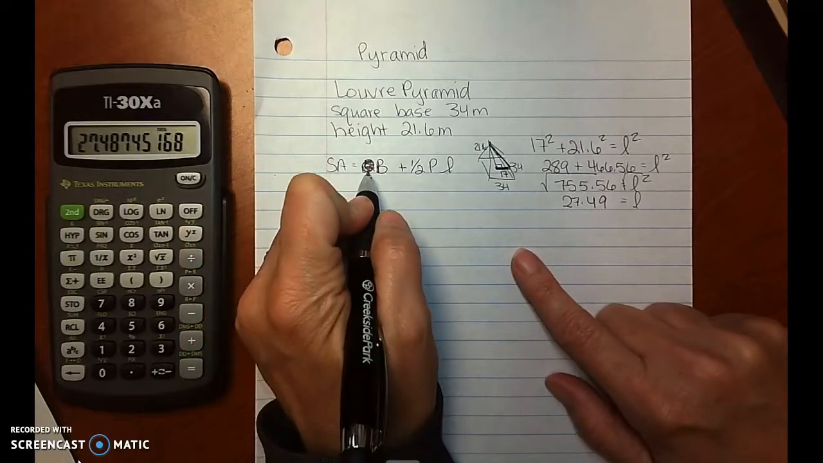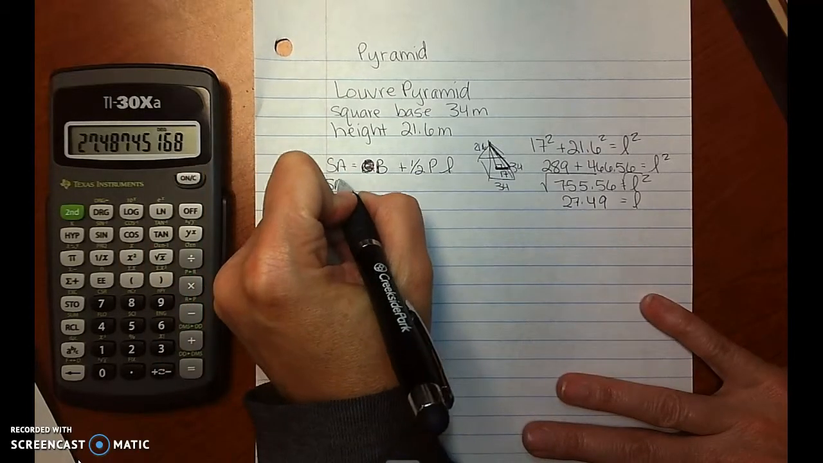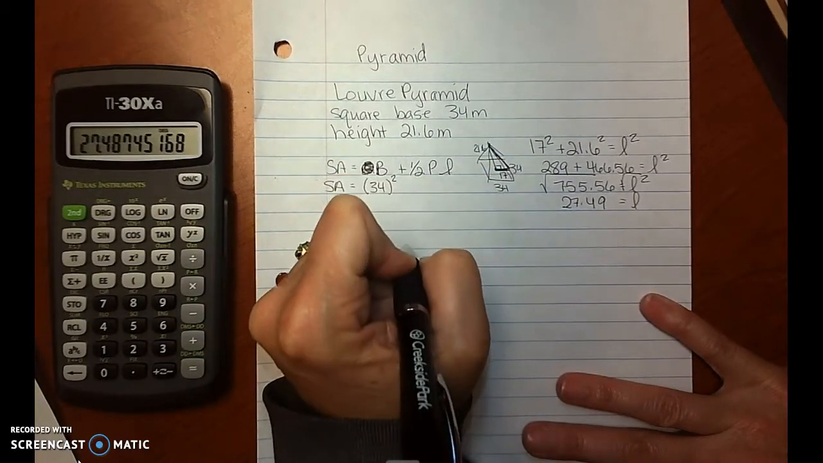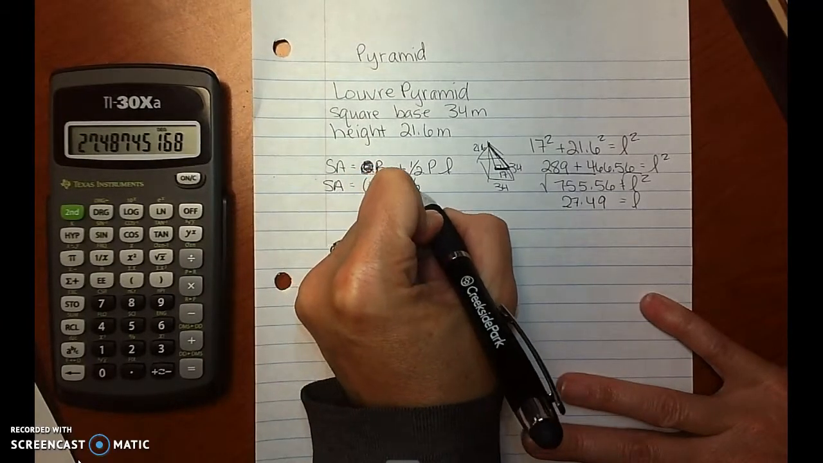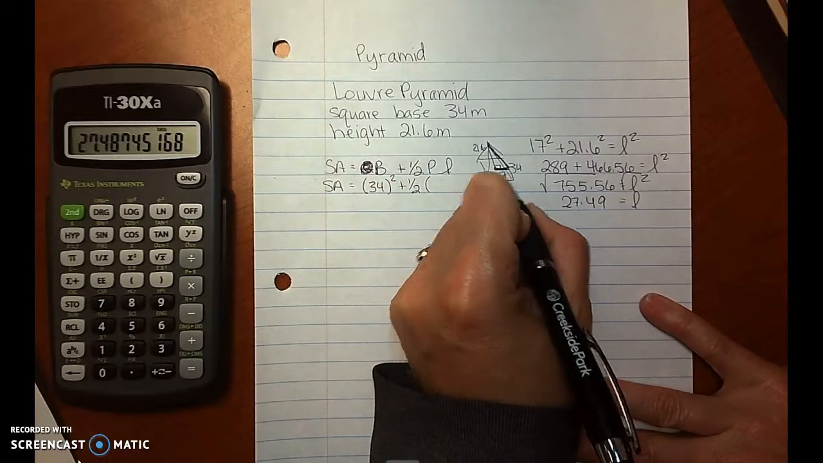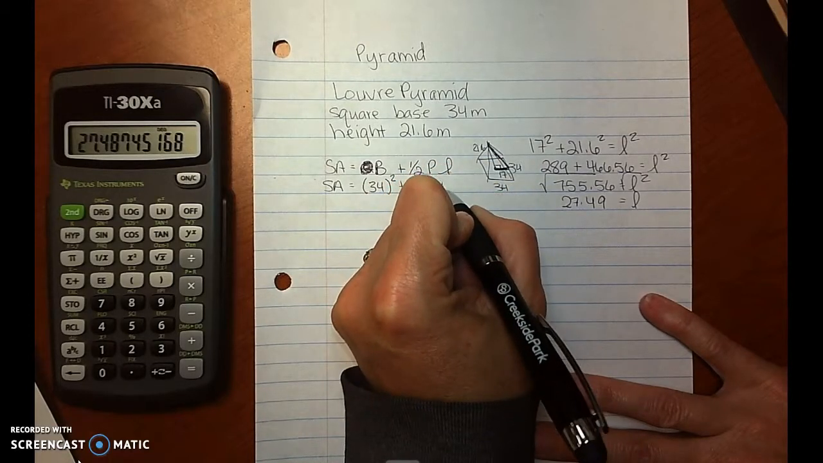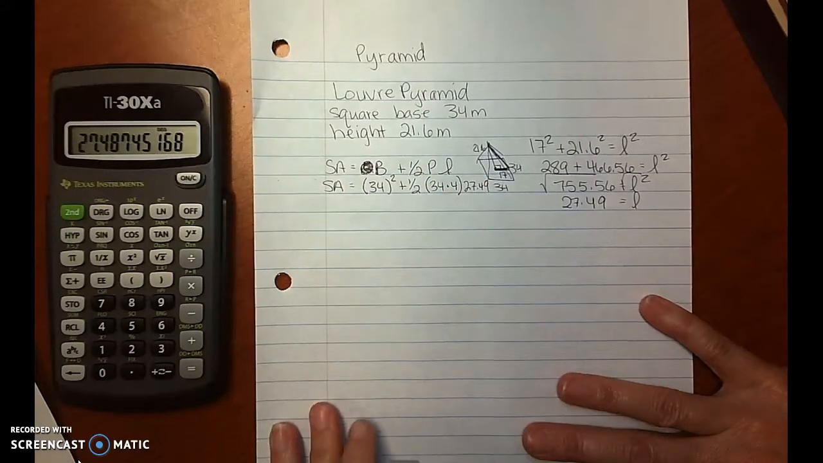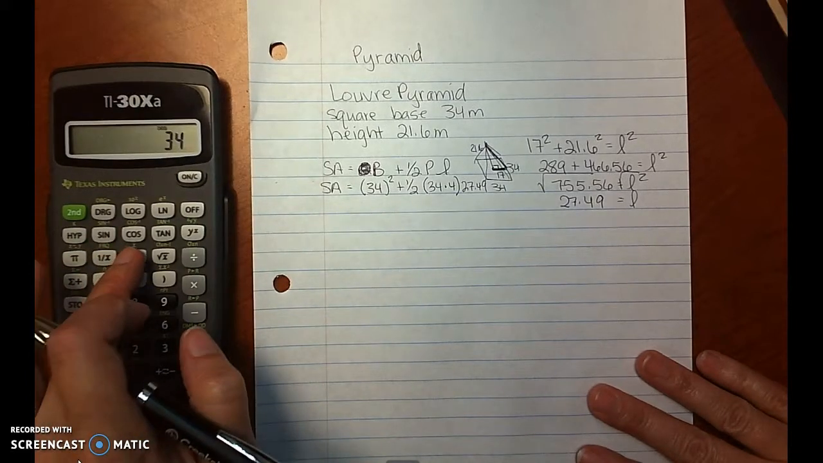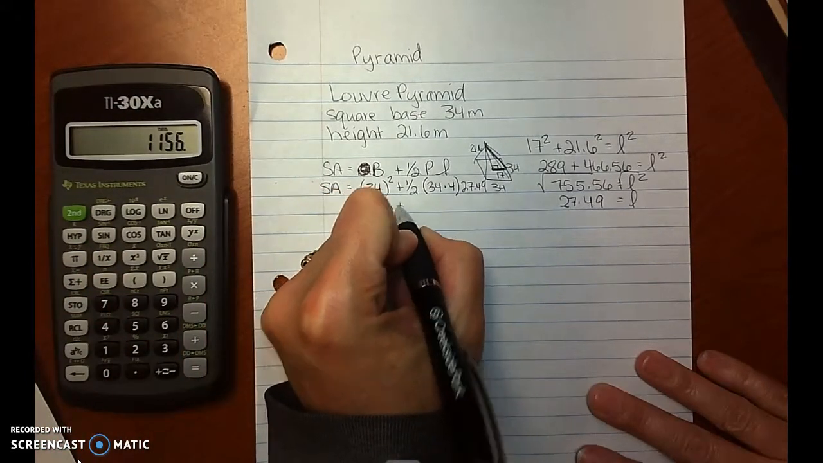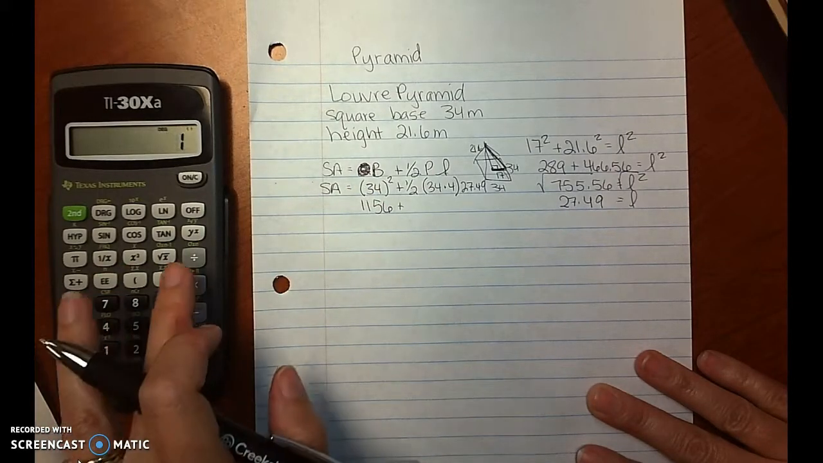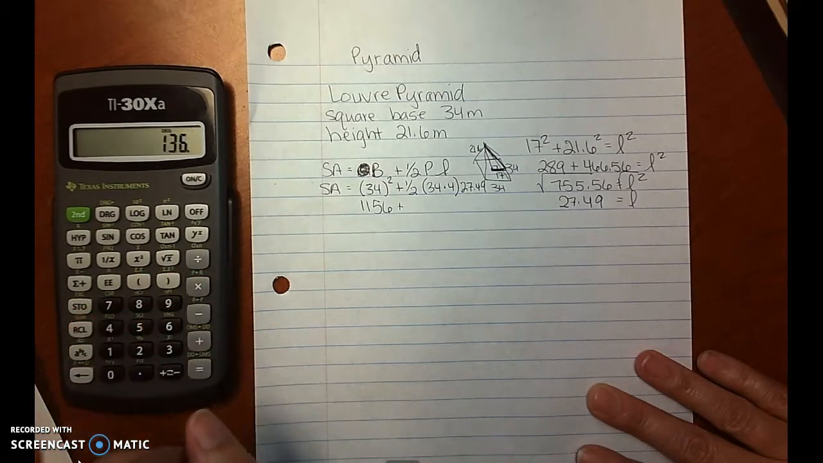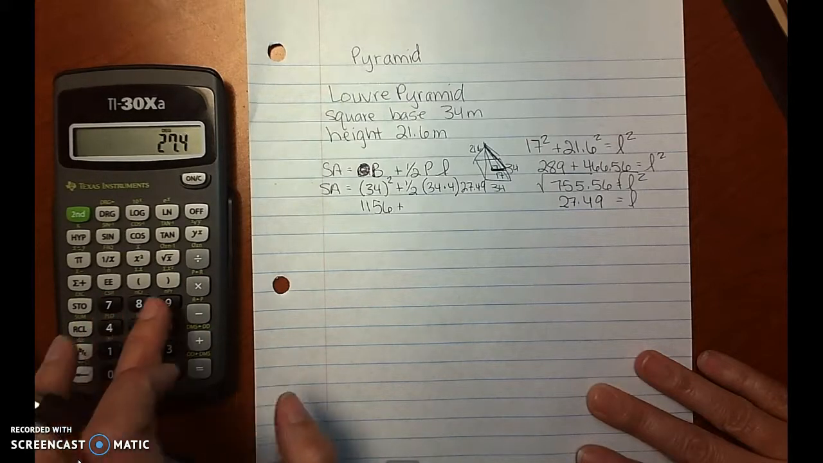Okay, so now I have my area of my base, and it's a square, because 34 and 34 is a square. So the area of the base is going to be 34 squared, and I'm using the area of a square, plus 1/2, and then the perimeter of the base. So I have 34, 34, 34, and 34, 4 times. And then I'm going to use that slant height, 27.49. Okay, so 34 squared is 1,156. And then I'm going to do 1/2 times 34 times 4. That's my perimeter, times my 27.49.